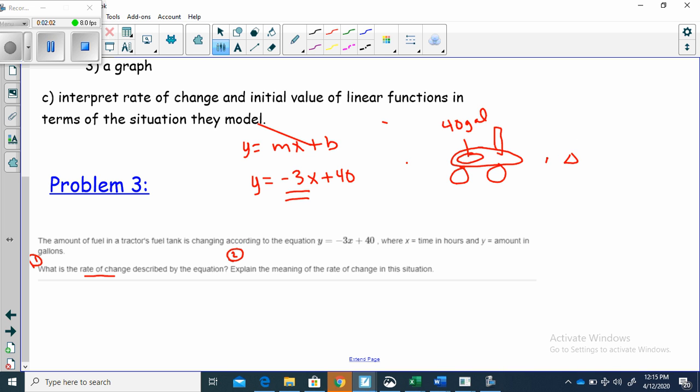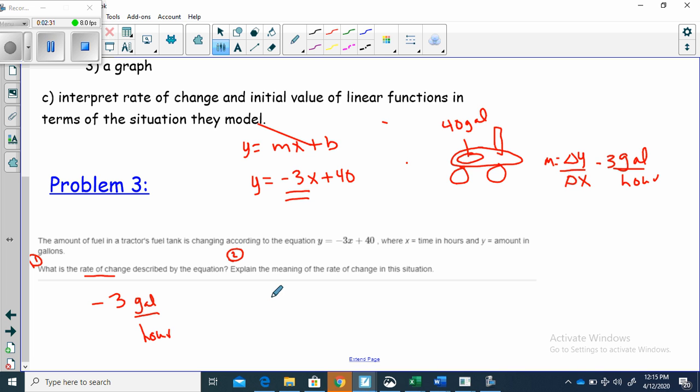Remember, our m is equal to our change in y over change in x, and our y here was gallons. It tells us right here, y is in gallons, x is hours. So gallons per hour, down 3 gallons each hour. What's the rate of change described by the equation? Negative 3 gallons per hour.